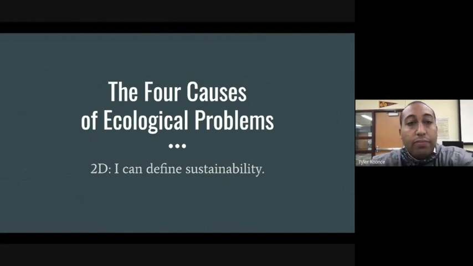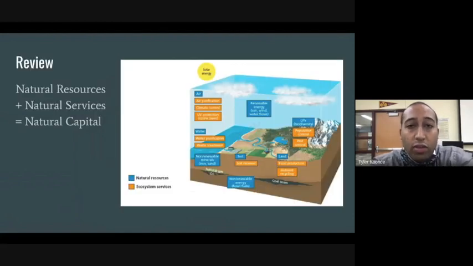So let's get into it. One quick thing to just review is our natural capital. That natural capital is our natural resources plus our natural services. Our natural resources are exactly what you think they are, things like fresh water and oil. Our natural services are things that we actually use nature for, so one easy one is going to a park or having some area that you can use. You put those together and you get your natural capital, the sum total of the pool of resources that we can pull from.